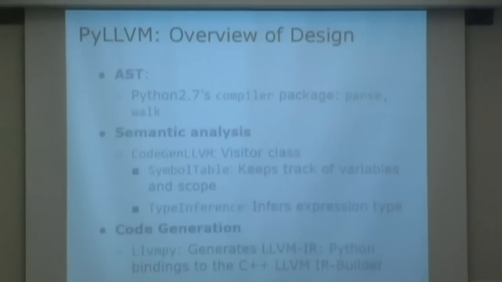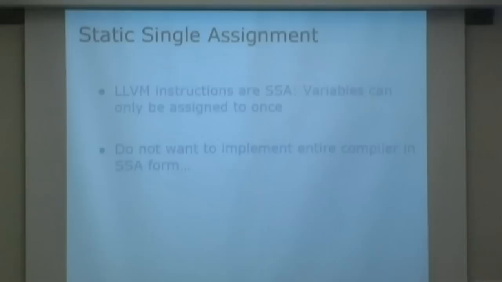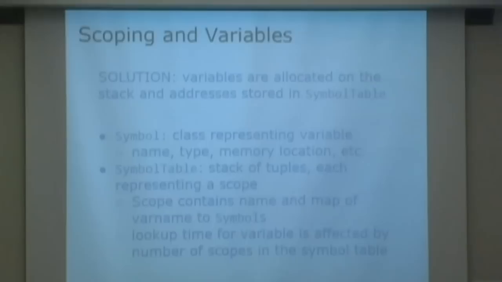So something really important to note about LLVM-IR is that it's SSA, which stands for static single assignment. This basically means that, like a lot of other intermediate representations, registers can only be assigned to once before they are frozen. So if we were to implement our compiler with a one-to-one correspondence between registers and variables, we'd basically be forcing our user to write their Python in SSA. And that's not totally reasonable. So we need a solution.